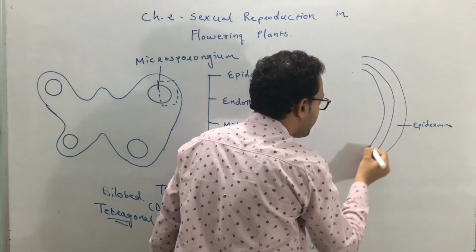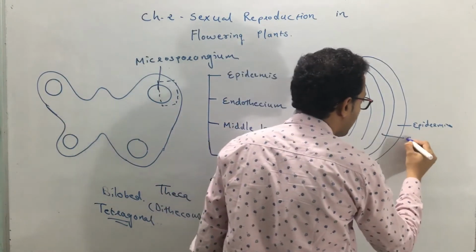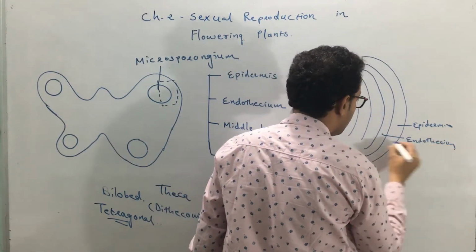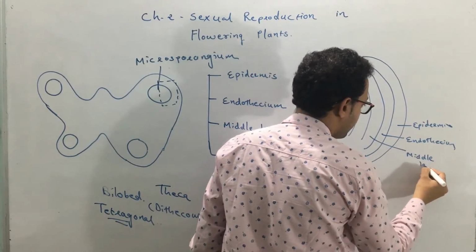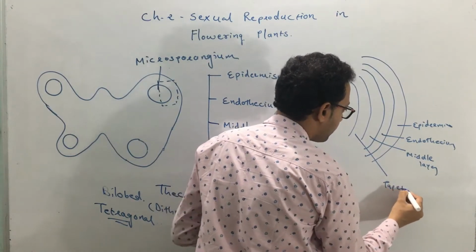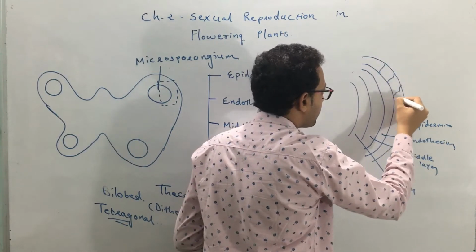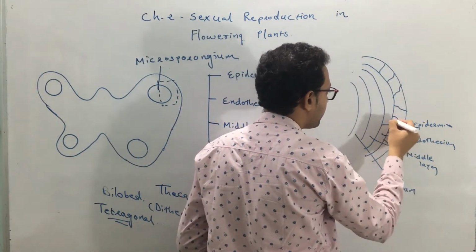Then there is a second layer, then a third layer, and then a fourth layer. The second layer is called the endothecium. The third one is called the middle layer, and the fourth one is called the tapetum. Each one is made up of different types of cells. See, these are the different types of cells present in it.